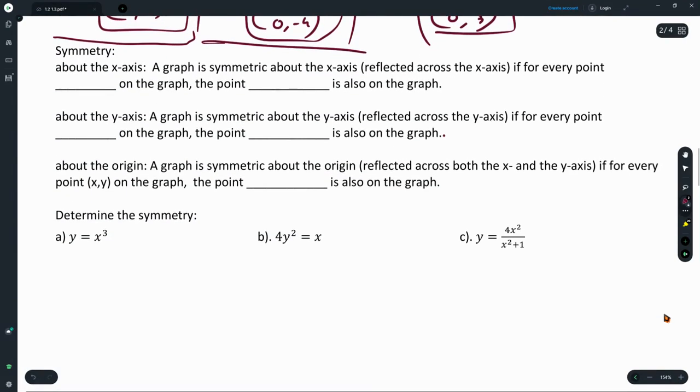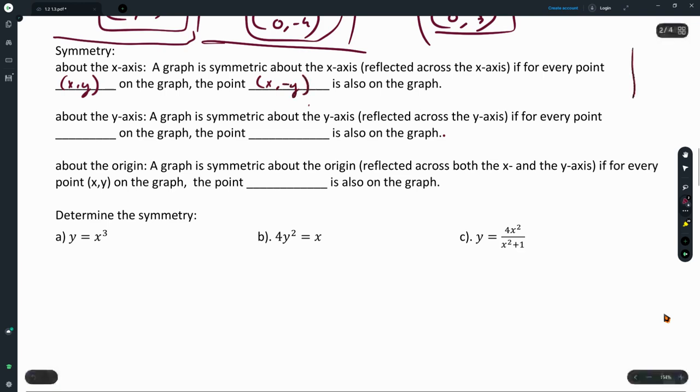Okay, so the first way that it can be symmetric is about the x-axis, and sometimes we say that it's reflected across the x-axis, right? So whatever it looks like on the top is going to look like on the bottom, below and above the x-axis. So when that happens, the definition for it is for every point x and y on the graph, if you have a point x and y, then the point x negative y is also on the graph.